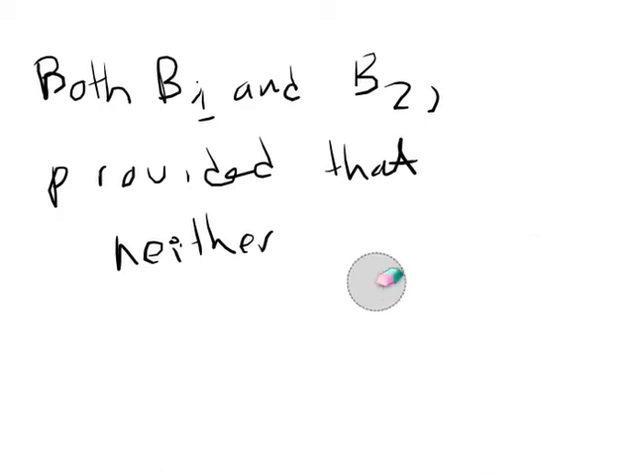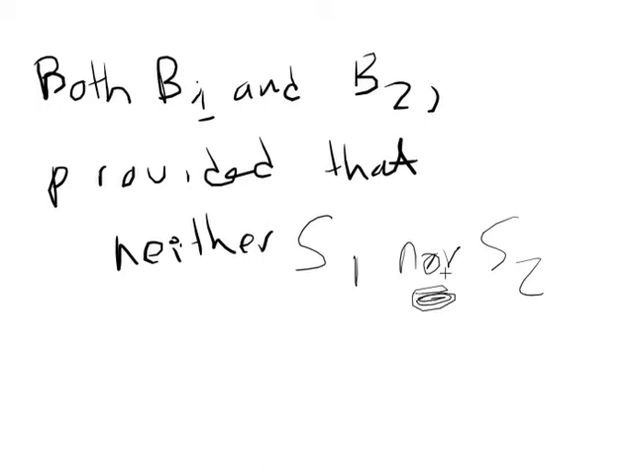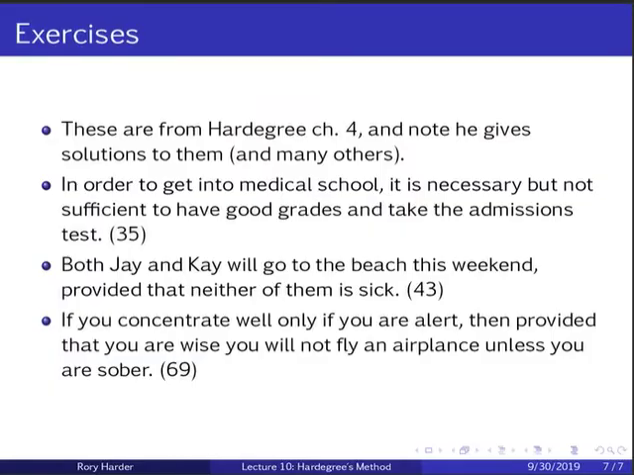So here we have neither of them is sick, and I wrote neither S1 and S2, but it might be more natural for us to write S1 nor S2. So you had to kind of insert this nor thing to make sense of this, but hopefully you can see how when we start to try to understand what it means to say that neither of them is sick, what we're saying is that neither J is sick nor K is sick.